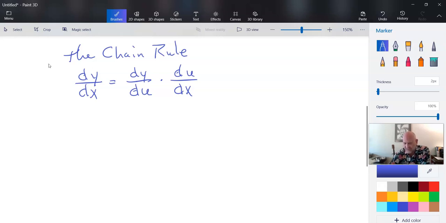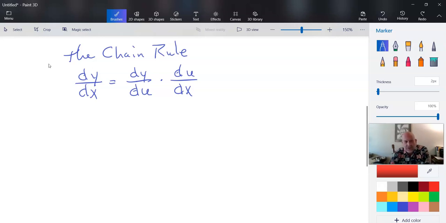And you notice they look like fractions, and I'm going to write this in, although technically, I don't think it really works like that, but if you kind of treat them like fractions, you can see how this kind of connects together. You can kind of see that du cancels out and you're left with dy dx. This is one of those places where it is okay to think of it as a fraction. That is not always the case. Okay, so that's the first statement of the chain rule.